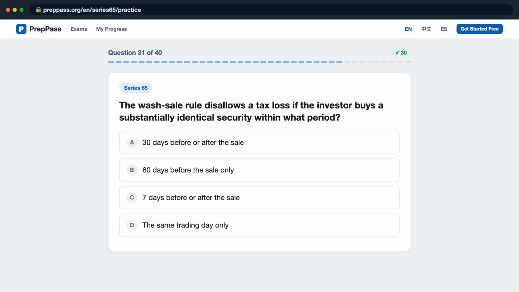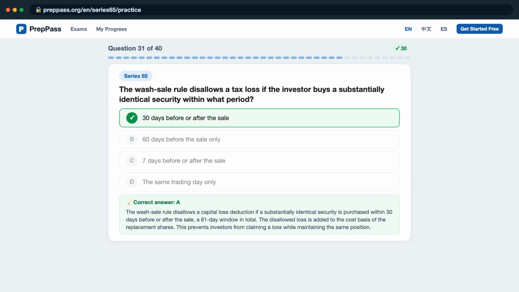Question 31. The wash sale rule disallows a tax loss if the investor buys a substantially identical security within what period? Is it A, 30 days before or after the sale? B, 60 days before the sale only? C, 7 days before or after the sale? D, the same trading day only? The correct answer is A.